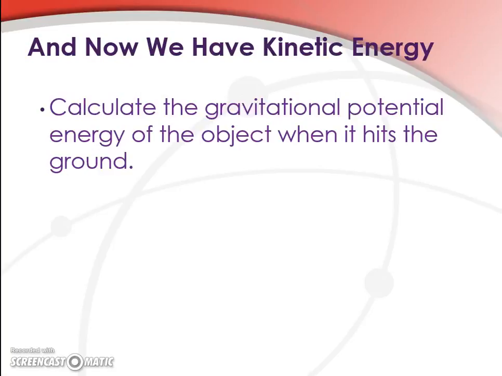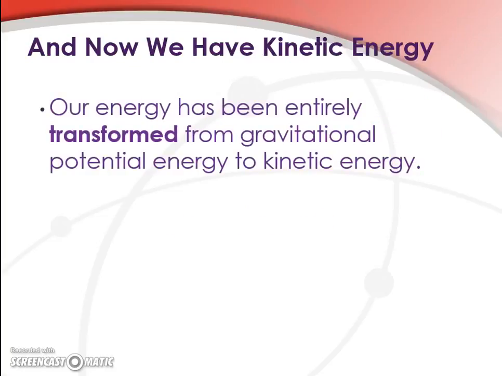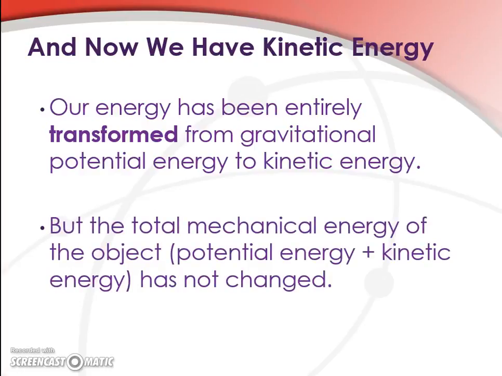What about the gravitational potential energy of the object? Well, when it hits the ground, our gravitational potential energy is 0 because h equals 0. So what have we got? We've got a gravitational potential energy of 0 and a kinetic energy of 350 joules. The exact opposite of what we started with. What's that mean? Our energy has been entirely transformed from gravitational potential energy to kinetic energy. But the total is still the same. It's still 350 joules.